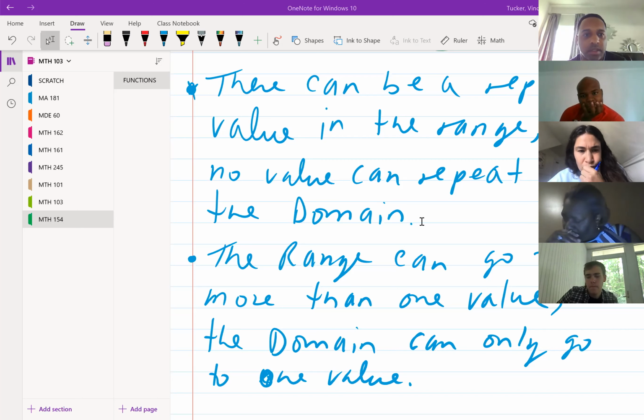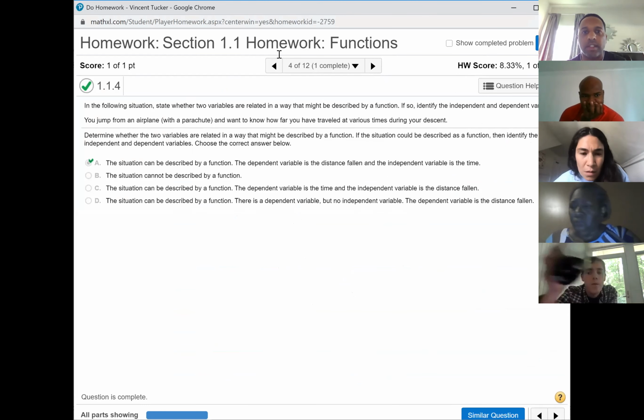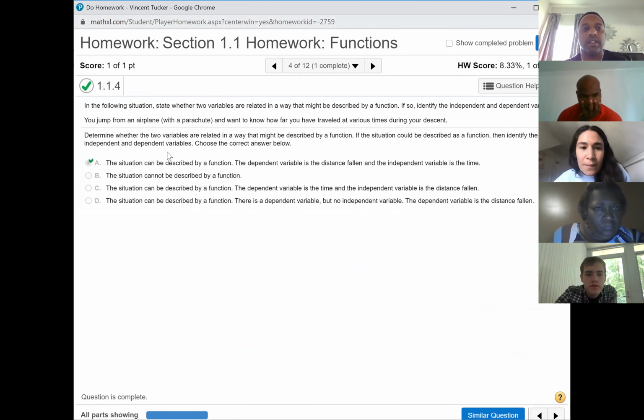Just like this first one, let me go share the screen. You guys see the homework screen, right? Okay. It says, in the following situation, state whether 2 variables related in a way might describe a function. If so, identify the independent and dependent variables. You jump from an airplane, and they say with a parachute. I'm glad they said that. And want to know how far you have traveled at various times during your descent. So don't forget what a function represents.